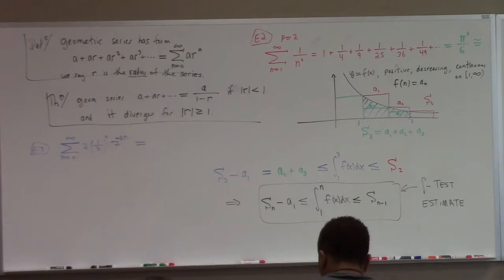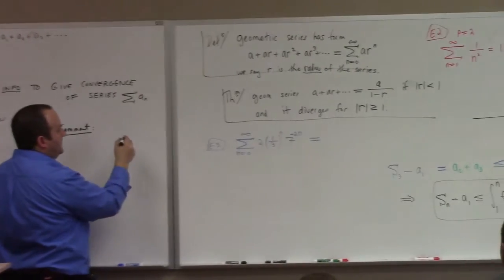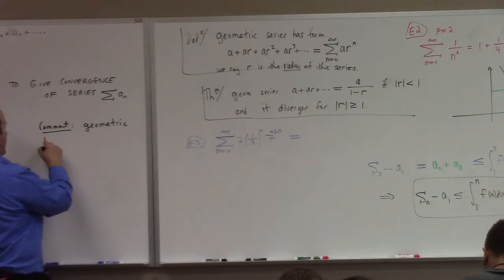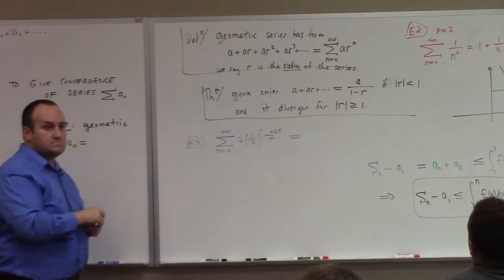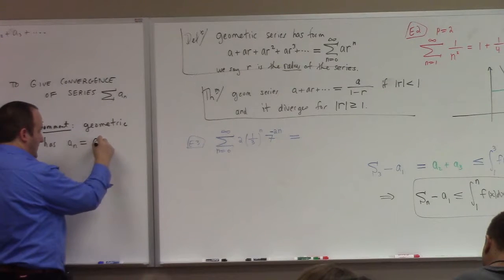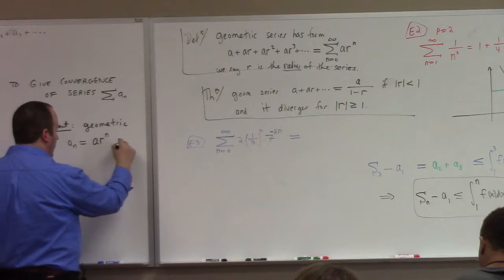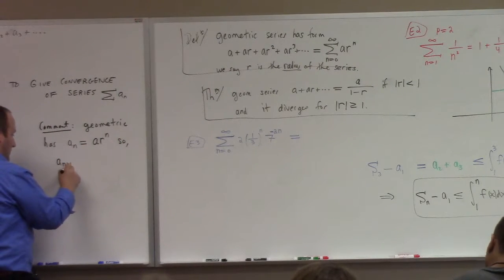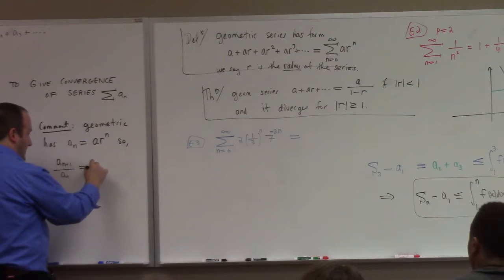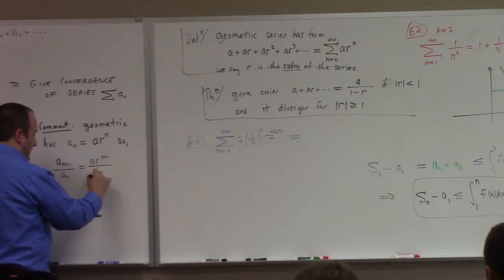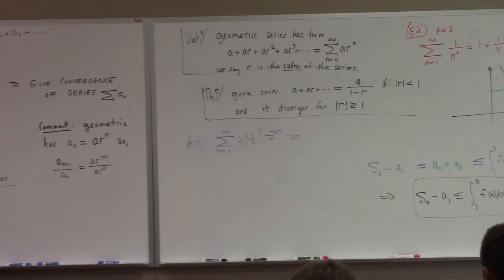All right, so just a comment. If it's geometric, what does that mean? What's the nth term in this geometric series? There's a formula, right? A times r to the n. So if we take a sub n plus 1 and we divide by a sub n for a geometric series, that's a r to the n plus 1 divided by a r to the n. If we take the ratio of any two subsequent terms in a geometric series, we should just get back r again.